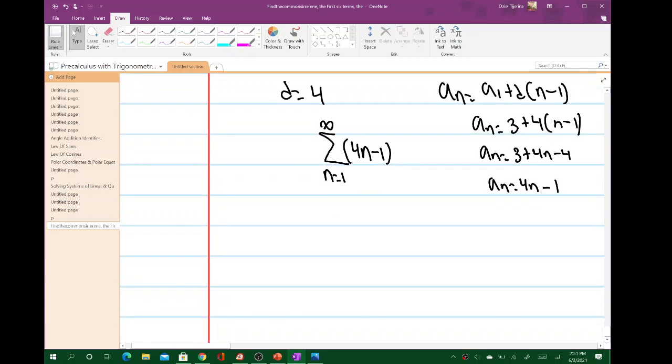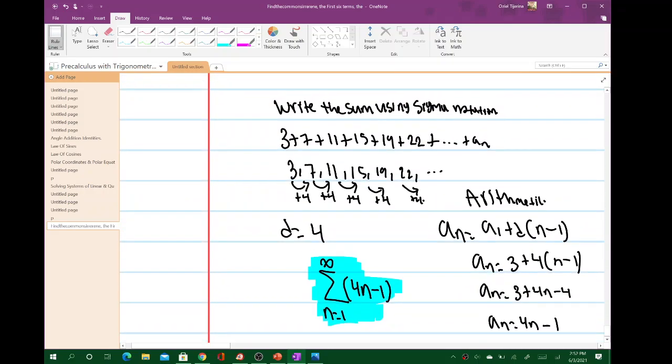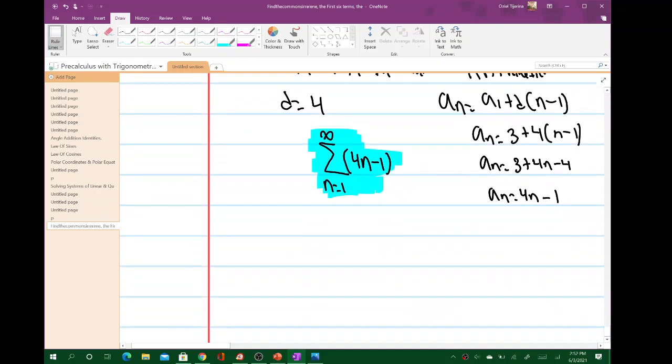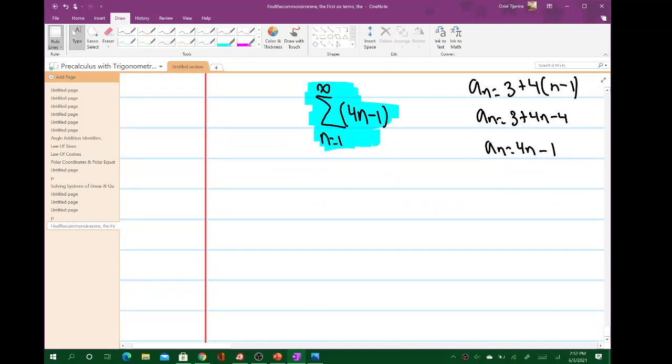Now, let's go a little bit further, and let's say they also said, also find the sum of this series, okay? So not only write the sum, but find the sum of this series, right? So we have this.